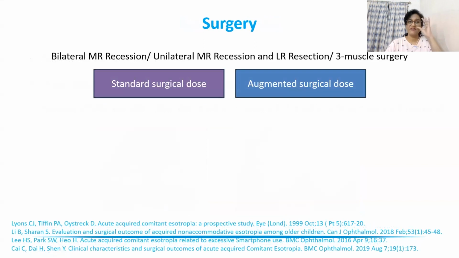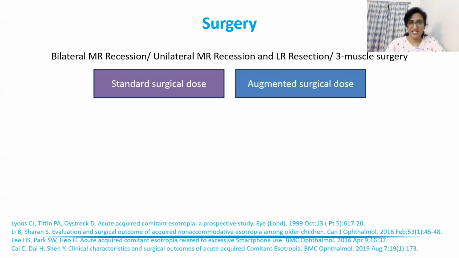And finally, we have the option of surgery. Surgery for esotropia can be either unilateral medial rectus recession, bilateral medial rectus recession, maybe a unilateral medial rectus recession with a lateral rectus resection, or even a 3-muscle surgery. It all depends on the amount of deviation that the child presents with. Some studies have reported just a standard surgical dose according to Park's table.